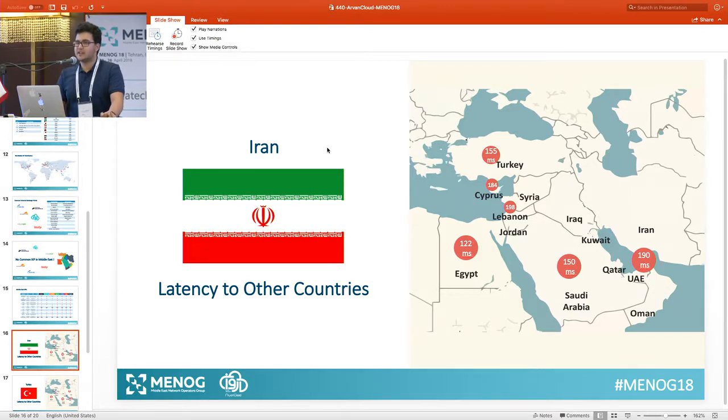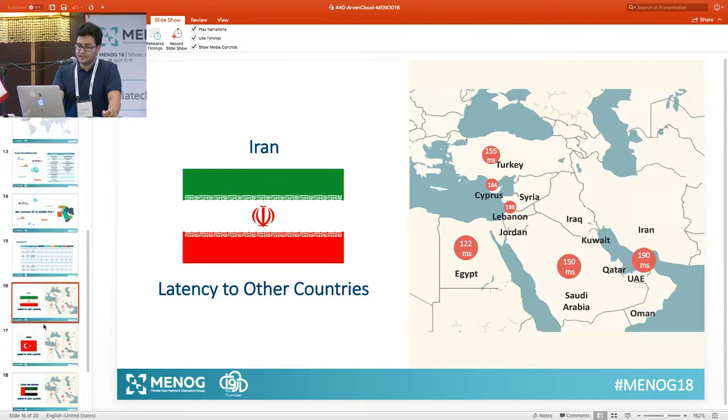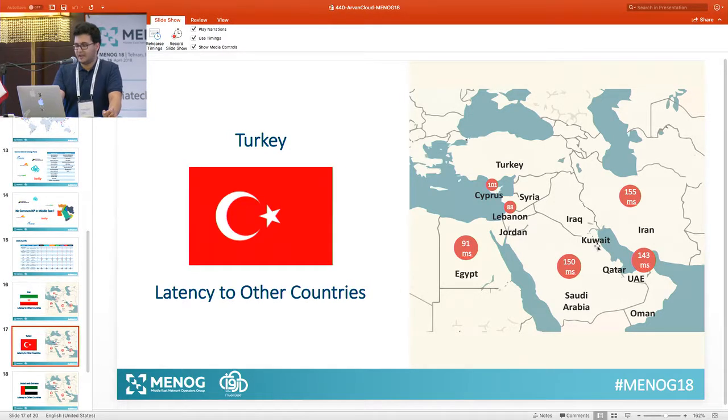In these next 3 slides, I'm going to show you stats and measurements from RIPE Atlas probes and Wonder Network stats, which show the latency from Iran, Turkey, and Iraq to other countries. This slide is specific to Iran, and it shows, for example, that Iran's latency to UAE is around 190, to Saudi Arabia around 150, and to other countries as shown in the slide. If you look at other countries like Turkey, it is a little bit better, but you still see a high range of numbers.